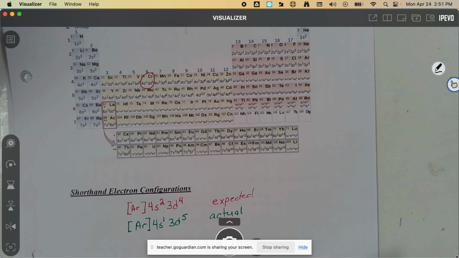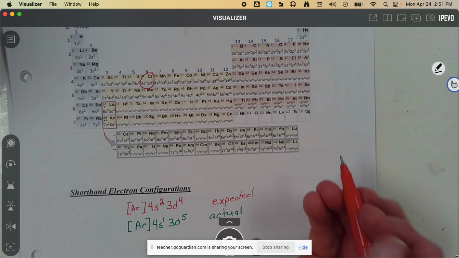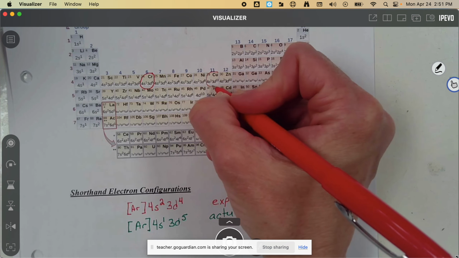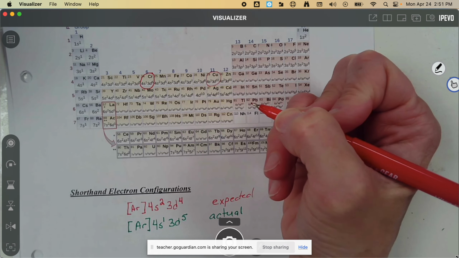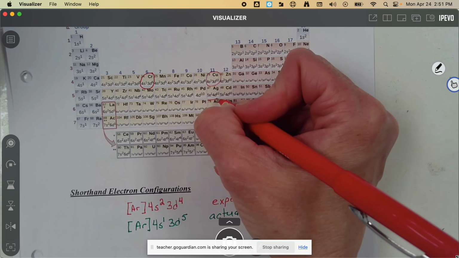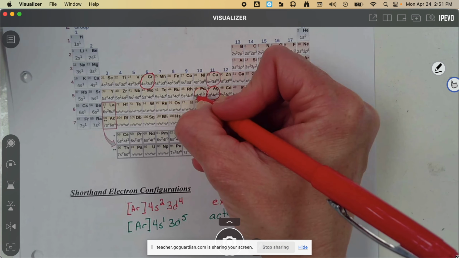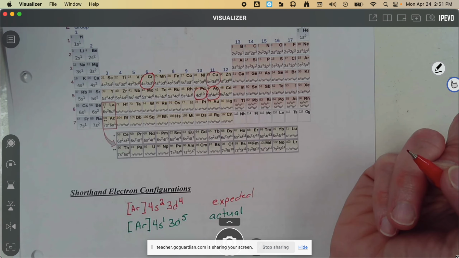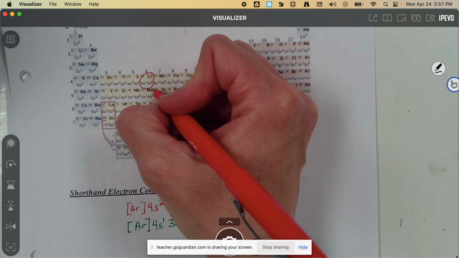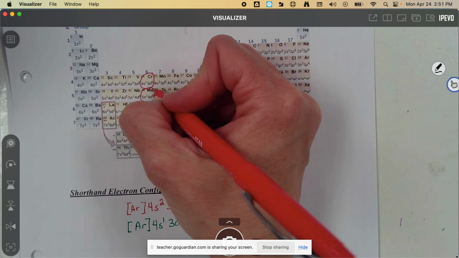Now, how are you going to know when this happens? Well, you're going to be on the lookout if your configuration ends very close to d5 and very close to d10. And if we look for things that are exceptions here, here's one that should be a d9, but it's a d10. Here's one that should be a d9, but it's a d10. Here's one that should be a d8, but it's in fact a d9 with both electrons promoted upward. Here's one that's an exception.